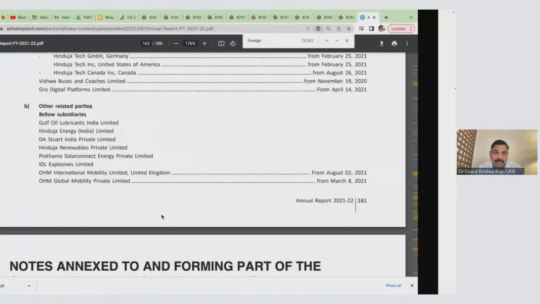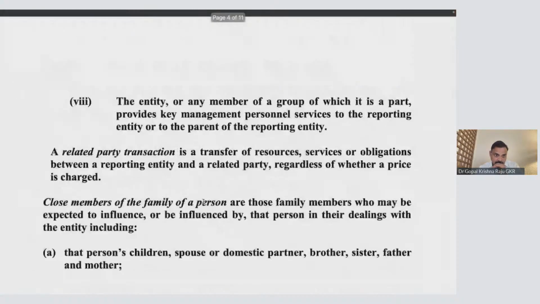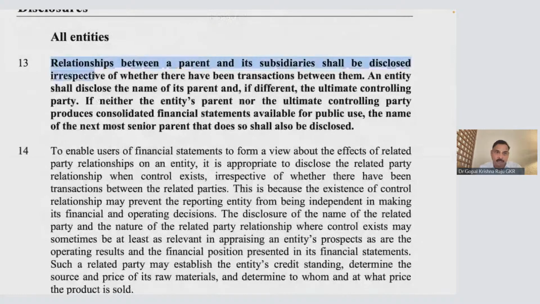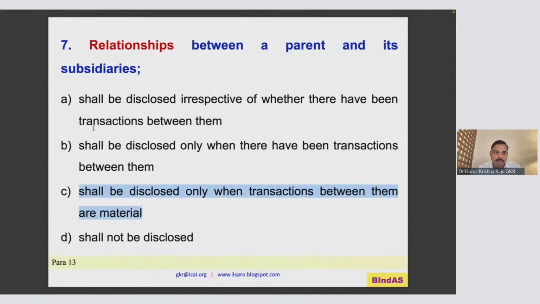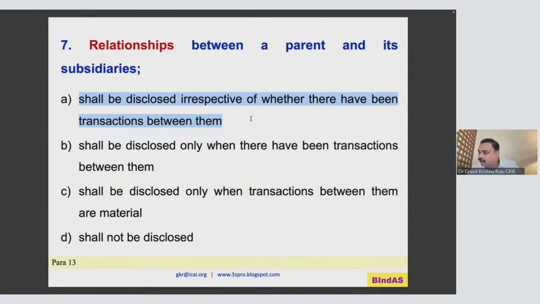Okay, now please read this paragraph 13. Look at para 13. Relationship between parent and child shall be disclosed irrespective of whether there has been a transaction between them. An entity shall disclose the name of its parent, and if different, the ultimate controlling party. That is why I showed what is the ultimate. So my parent, my parent's parent, it goes on. Okay, my grandparent, my great grandparent, everything has to be disclosed. So the ultimate controlling party, everything has to be given. Good. So shall be disclosed only when there has been a transaction. That is also wrong. Shall be disclosed irrespective of whether there has been a transaction or not. Okay, good. So that is your answer for 7.